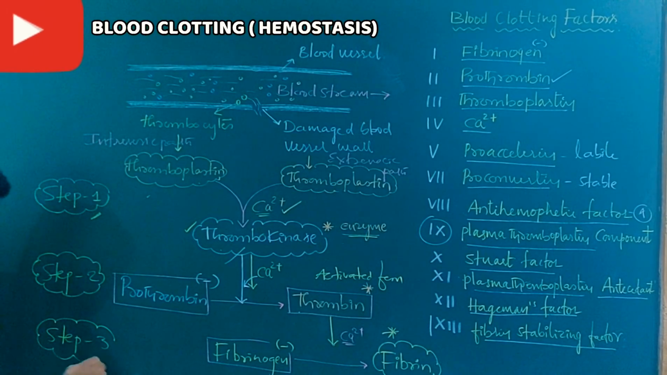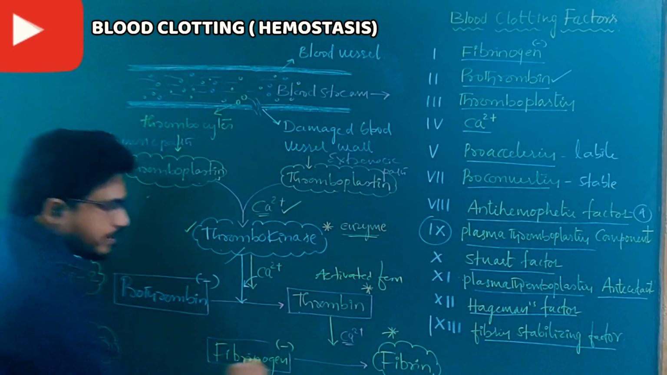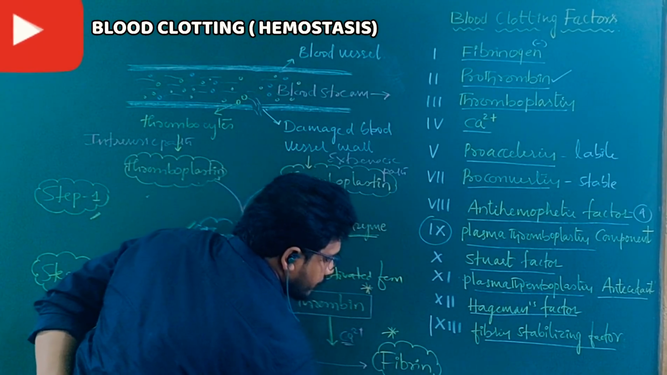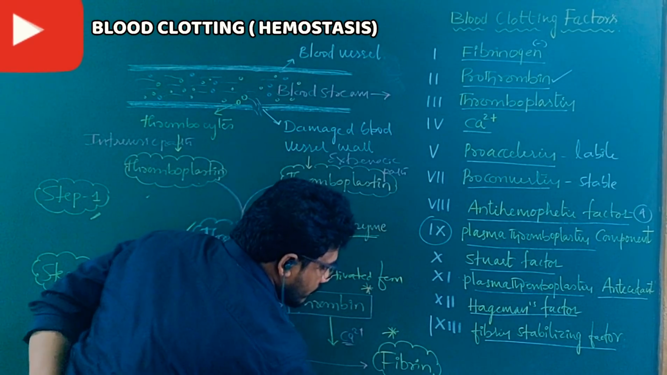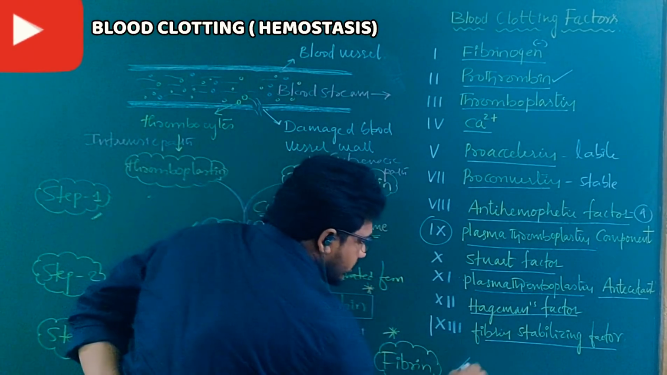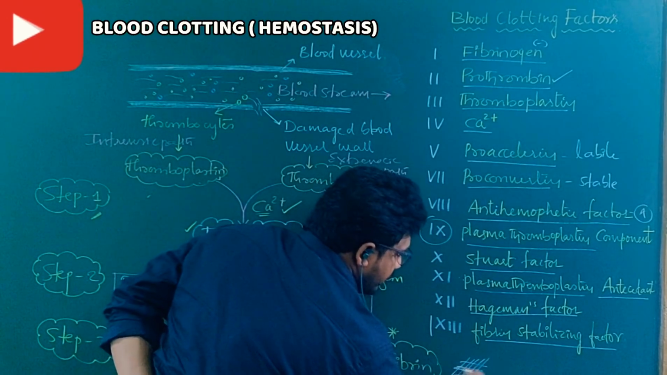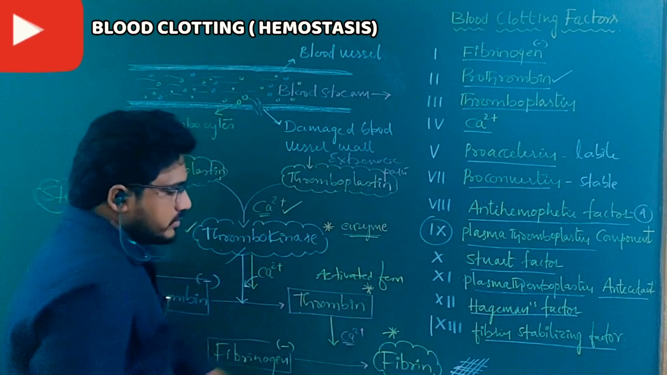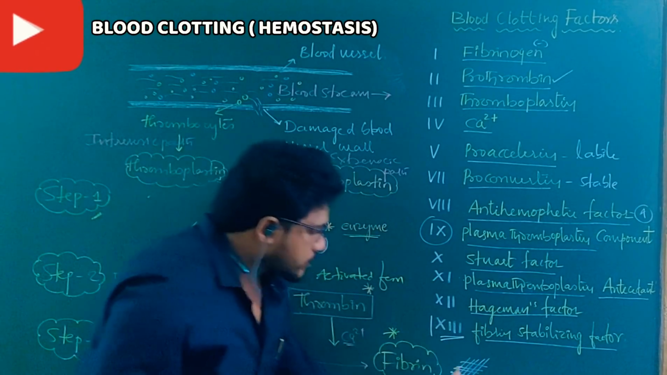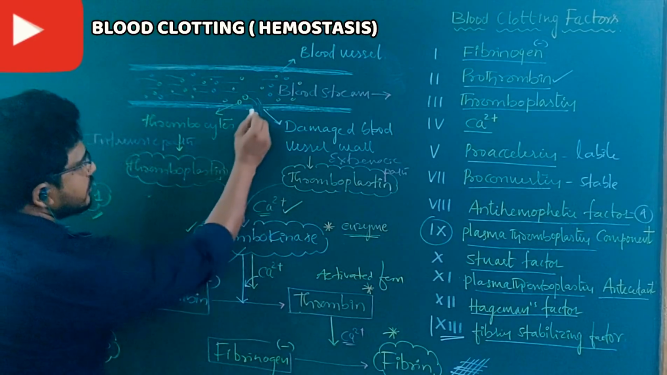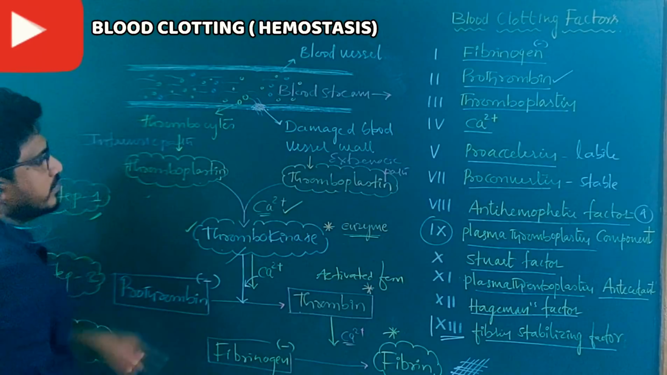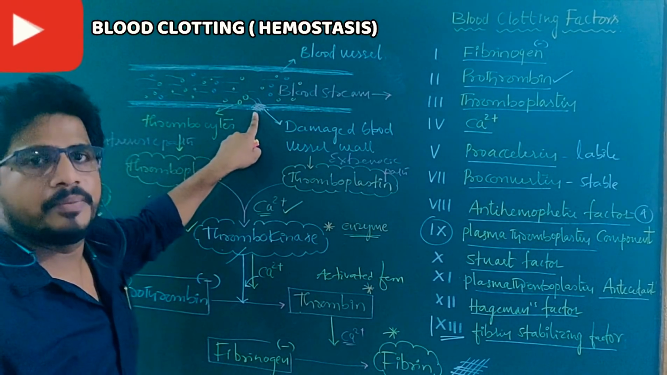In step 3, what happened? Inactivated fibrinogen becomes an activated protein called fibrin. Fibrin is a mesh-like structure. It consists of so many fibrin filaments, and fibrin stabilizing factor, which is factor 13 as you just observed, helps to form this fibrin mesh. So that there is complete stoppage of bleeding.